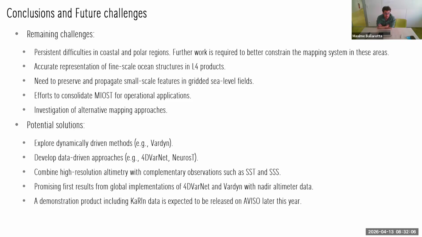The latest point is linked to what I mentioned before: exploring different or alternative mapping approaches. It could be the one that has been done by Florian. There is also the 4D Varnet approach, and a Neurost approach that has been developed by Scott Martin. There are many data-driven approaches being developed right now that could perform better for constraining the small-scale structure seen by SWOT in the level 4 product.